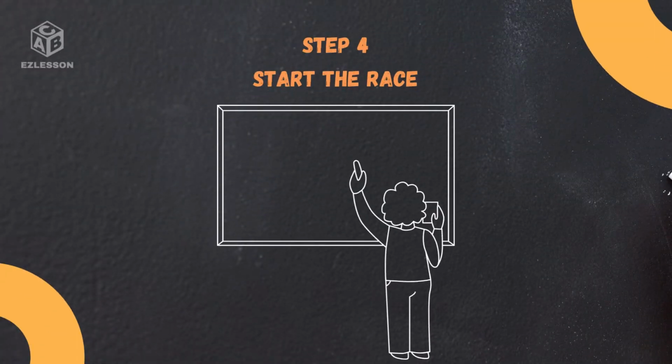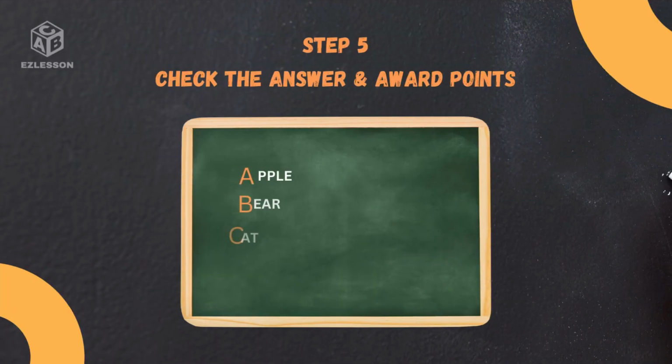Step 3. Start the race. When you say, go, each team must work together to write down a word that starts with each letter of the alphabet. The words can be related to a specific theme or topic you've been studying. Step 5. When the time is up, call out, stop, and have all teams put down their pens.